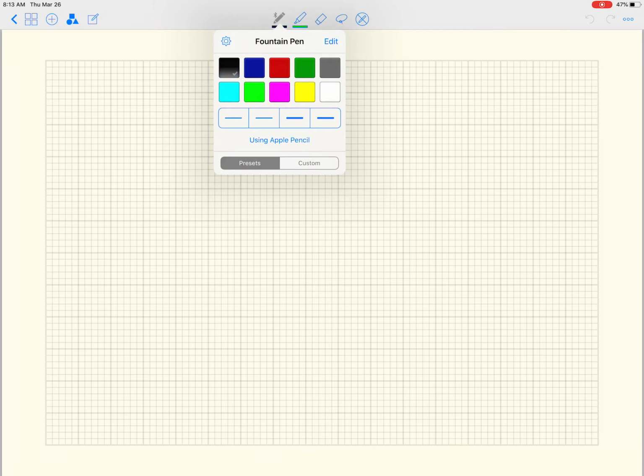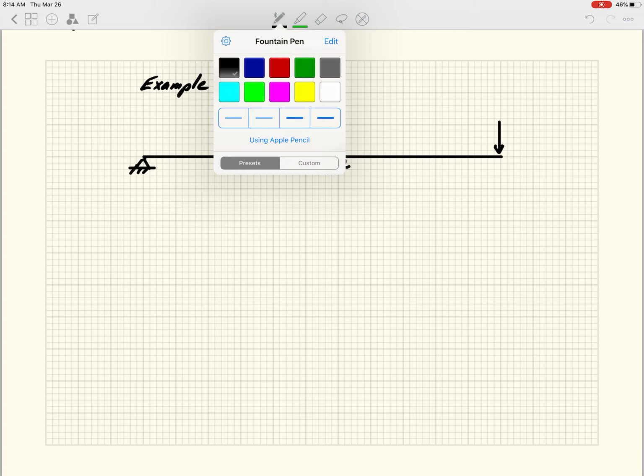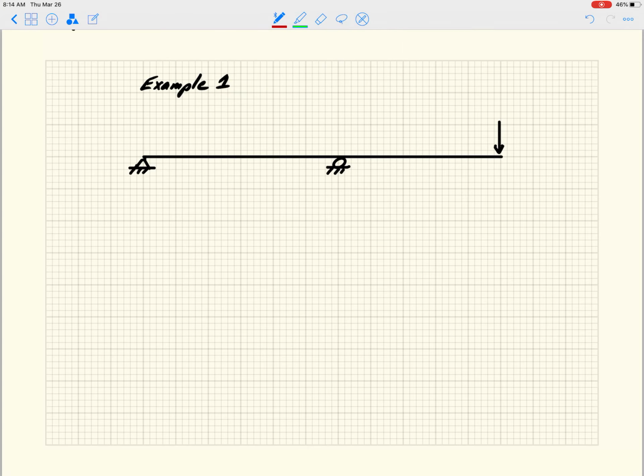Okay, so let's do some examples so you can see how this works. So the first example here, I guess I'll do this here. We'll call this example 1. I'm going to try to go through these somewhat quickly because I think they're fairly straightforward. So let me put a roller here, this guy, and I think we've got a point load, right? Now a couple things you want to notice.